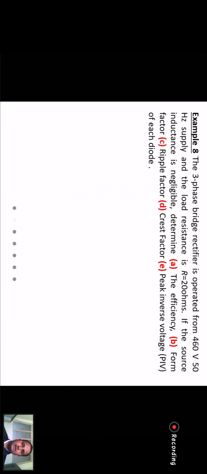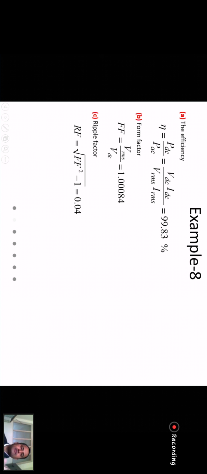Similarly, you have to solve for a three-phase bridge rectifier which operates on a 460 volt, 50 hertz supply. I've already done these problems, so VDC is equal to... Please try to cross check whether these answers are right or not, as there might be some mistakes. Without looking at the answer, please solve this problem first. Once you finish solving these questions, you can cross check your answer with the answers in the PPT.